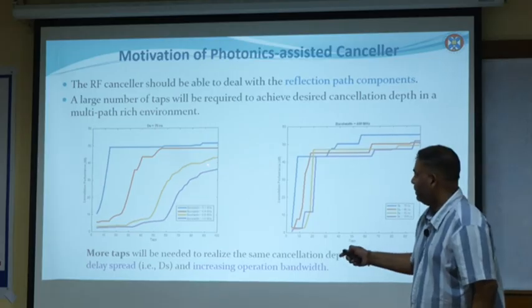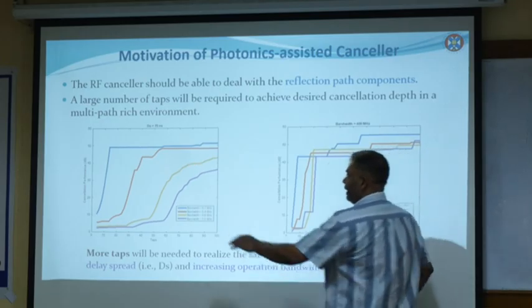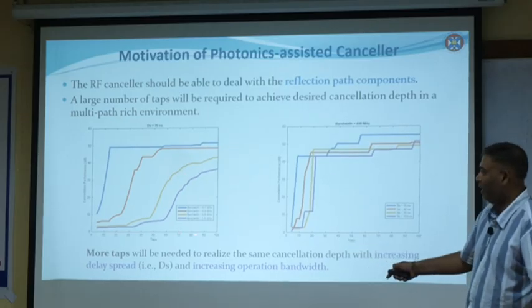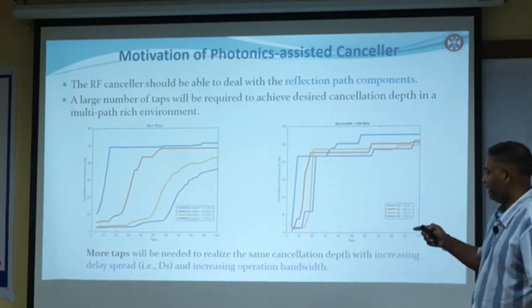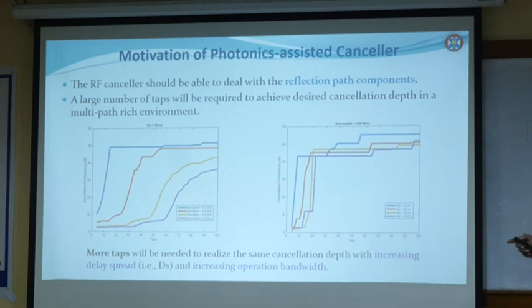Similarly, for example, this is a 400 megahertz channel. To get about 40 dB of analog cancellation, you need 70, 80, or 90 taps. That many taps you cannot create in microstrip-based analog cancellation. That's the study showing here. The bandwidth is a 400 megahertz channel, but different delay spreads are shown here. Again, if you have a larger delay spread, you need more taps, etc.